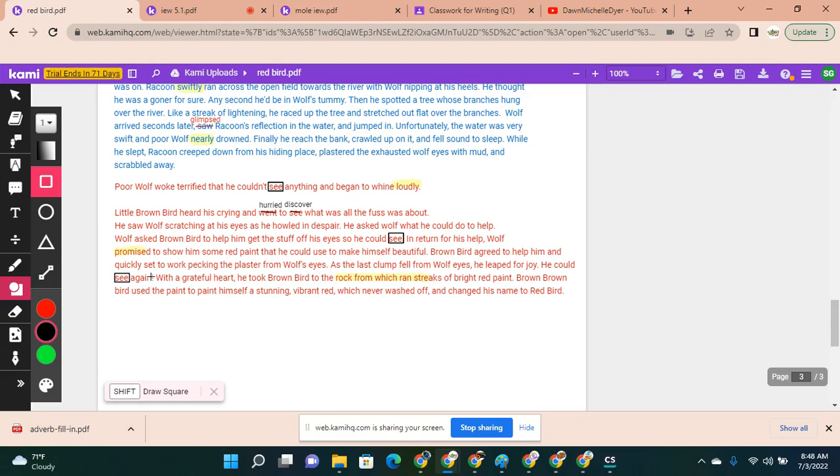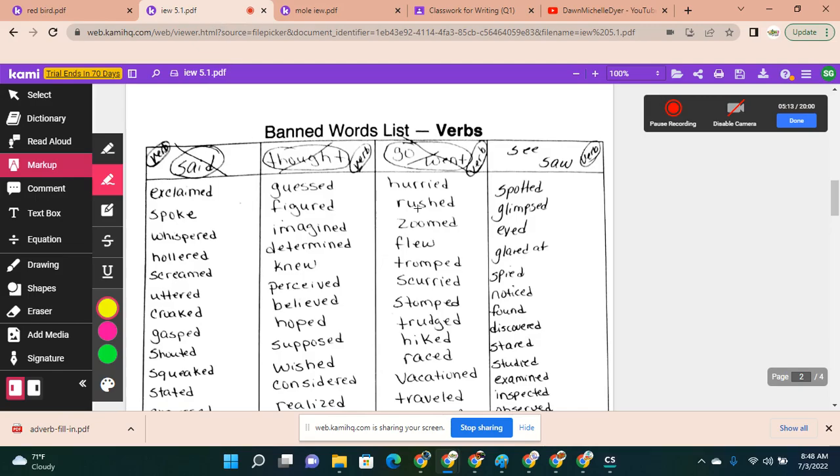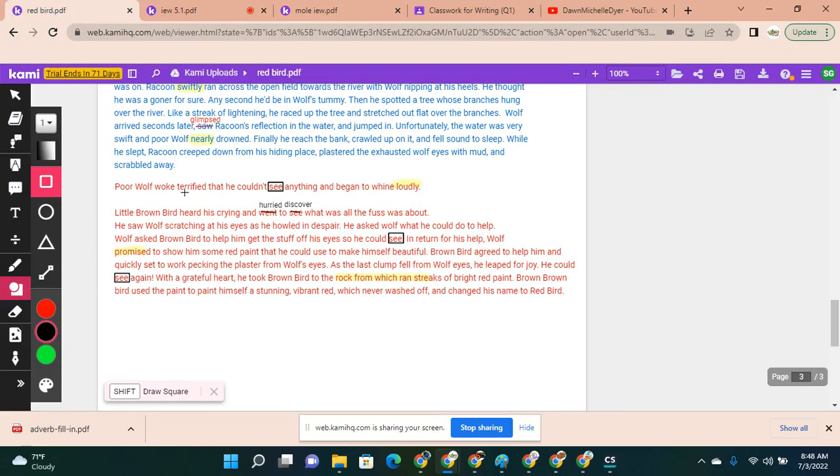Now if we look at this second sentence, it says, Little brown bird heard his crying and went to see what all the fuss was about. As I replaced that with stronger verbs, I replaced went from the list over here with hurried. And I replaced see with discovered, because in this case, he wasn't really looking, right? So here it says, Little brown bird heard his crying and hurried to discover what all the fuss was about.